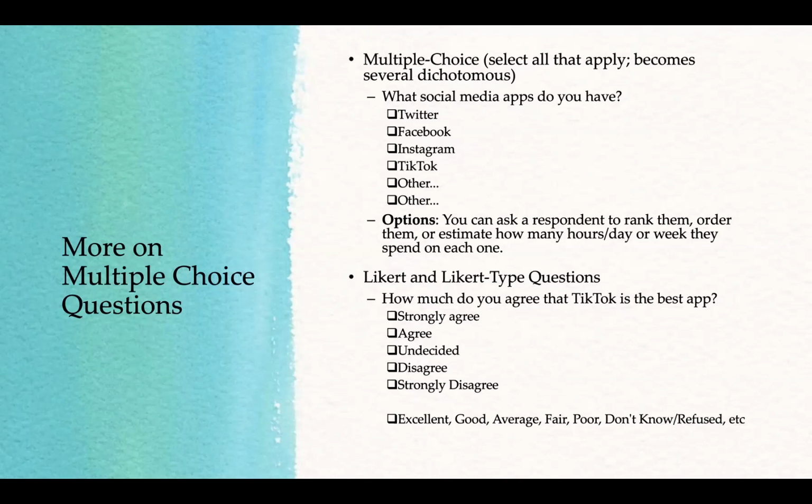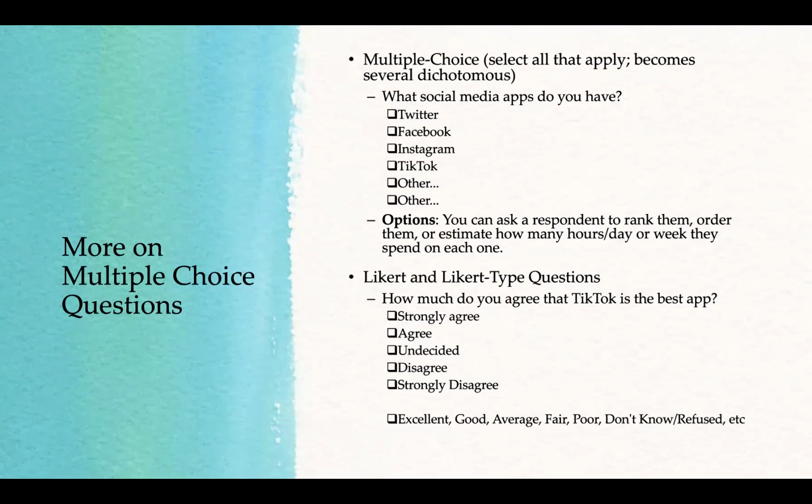Then some other options you have with the select all that apply multiple choice is that you can ask them, instead of saying just select all that apply, you can say, no, don't select all that apply. Looking at all of these, I want you to rank them. Rank them from most favorite to least favorite. Or instead of ranking them, tell me how many hours a week do you spend on Twitter? How many hours a week do you spend on Facebook? Or you can tell them, how many hours per day do you spend on Twitter? How many hours per day or minutes per day, or whatever you want. But there's a lot that you can do with the select all that apply.